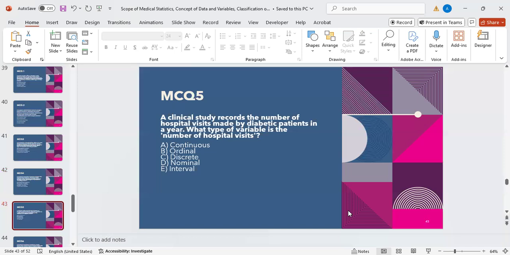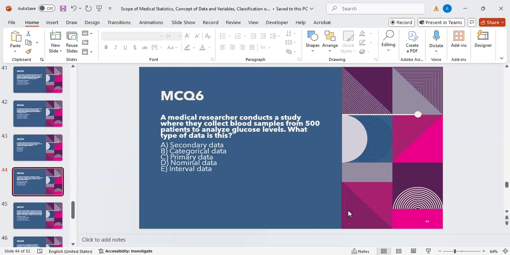MCQ number 5: a clinical study records the number of hospital visits made by diabetic patients in a year. Which type of variable is the number of hospital visits? Option A, continuous. Option B, ordinal. Option C, discrete. Option D, nominal. Option E, interval variable. Discrete. Yes, discrete is the right answer.